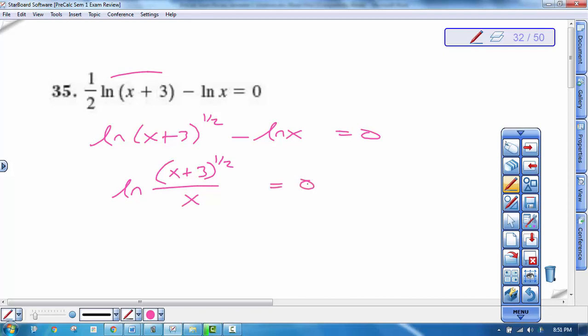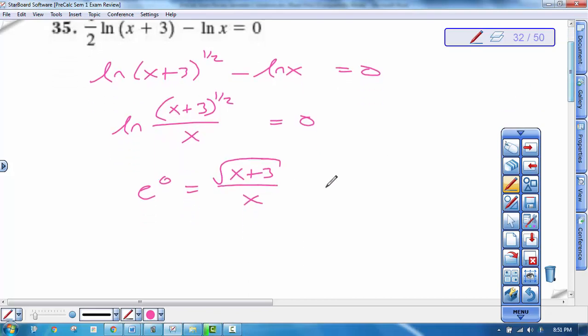and that equals 0. Now I'll write this in exponential form, so I'll do e to the 0th equals this. I'm going to write this as the square root of x plus 3 instead of the 1/2. So now I'm left with this right here.